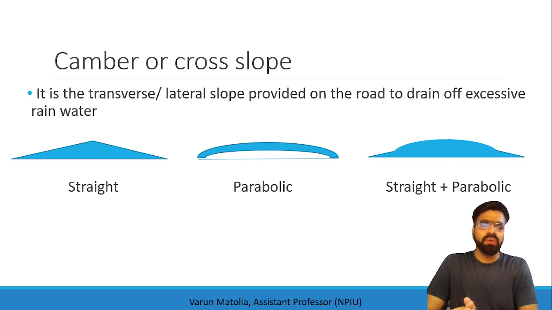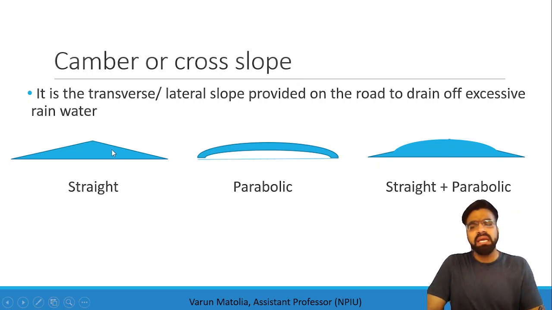If rainwater percolates through various layers of the pavement and reaches the subgrade, it will definitely reduce the bearing capacity of the soil. If heavy loads run on the road and the soil loses its bearing capacity, this will definitely result in settlement of that surface. So to reduce this danger and to prevent the water from going into the pavement, this cross slope is provided. The slope is provided in three ways: one, the straight line camber; two, parabolic camber; and three, an arrangement of straight plus parabolic camber.